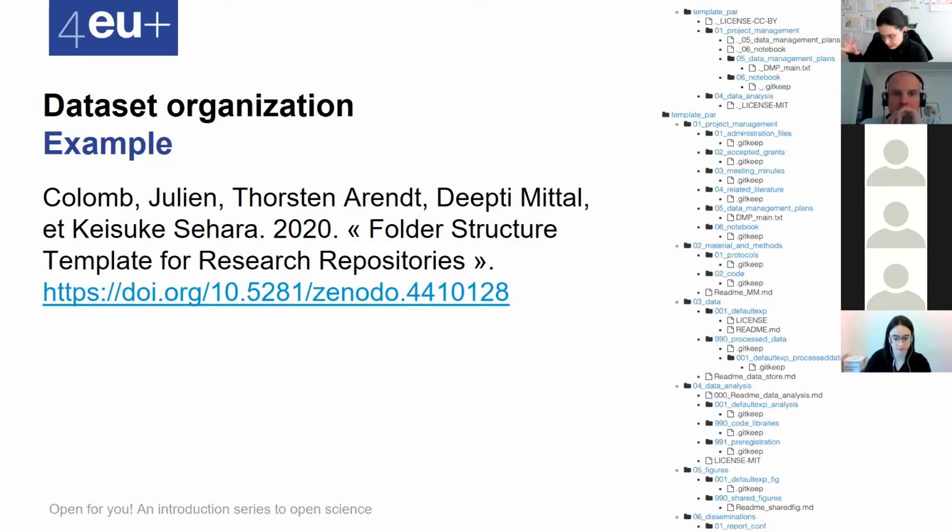In the fourth part of this example, you have the analysis, with the code and the libraries needed for the analysis. In the fifth part, the figures, and in the sixth part, it's about the dissemination of the results, with the reports and the manuscripts of papers. So the parent folder deposited in Zenodo includes all the architecture of these files, and you have, of course, a README file to explain how to use this tree structure, which is very interesting to adapt and reuse if you want.